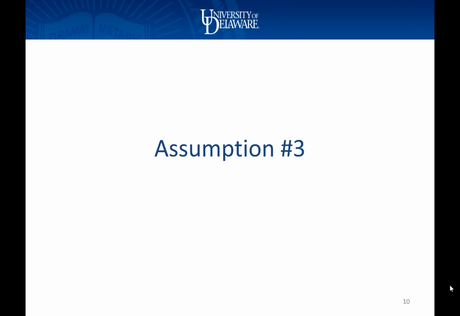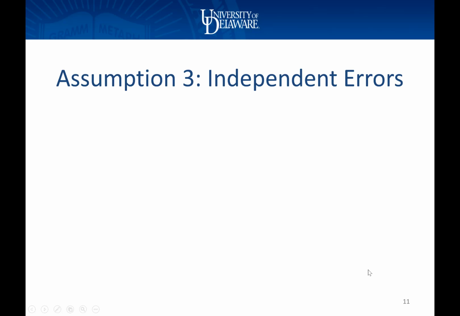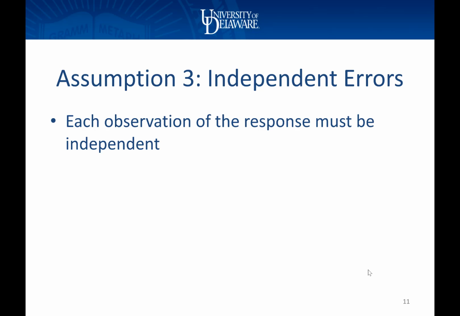With assumption 3, we're going to start getting a little more complicated. Assumption 3 is the assumption that we have independent errors. Another way to say this is that each observation of the response variable y must be independent from the others. So if I'm measuring students, each student must be independent of the other students. There are 3 important tests for this assumption.